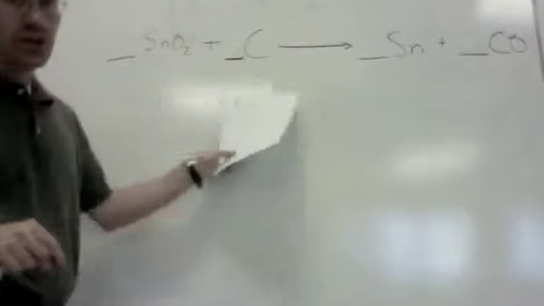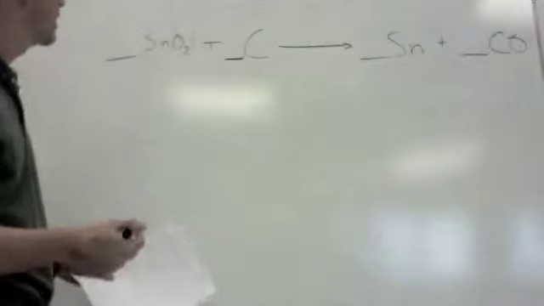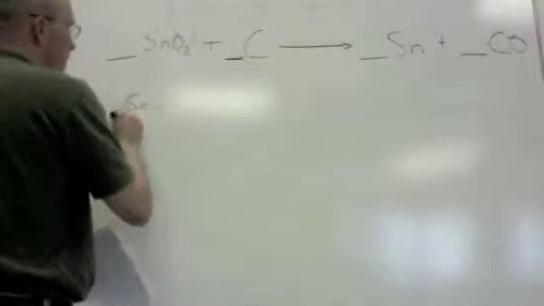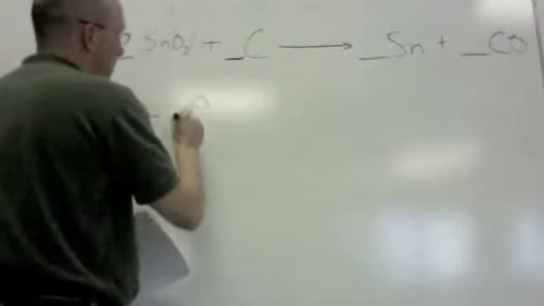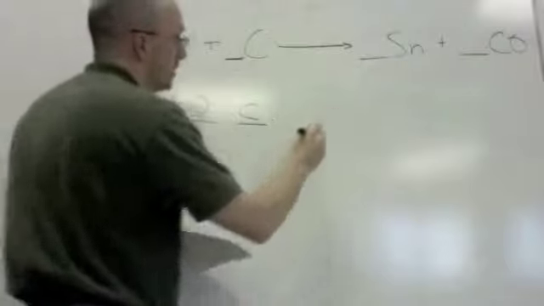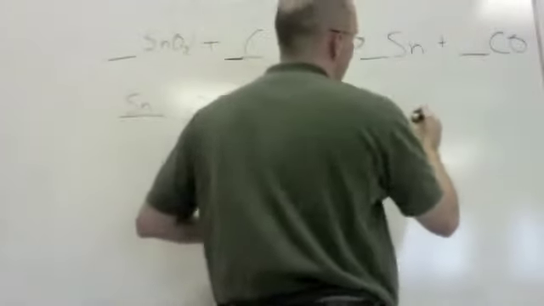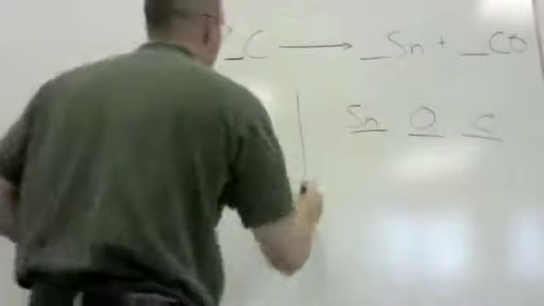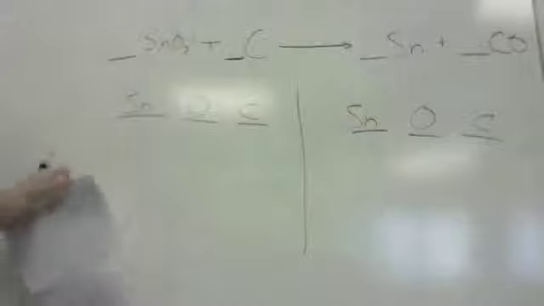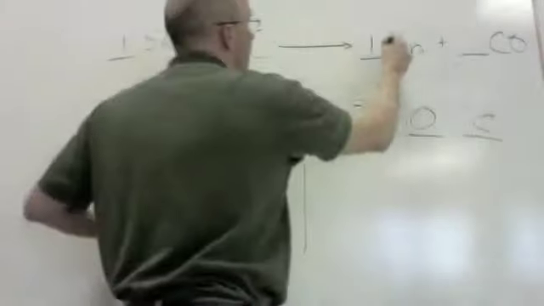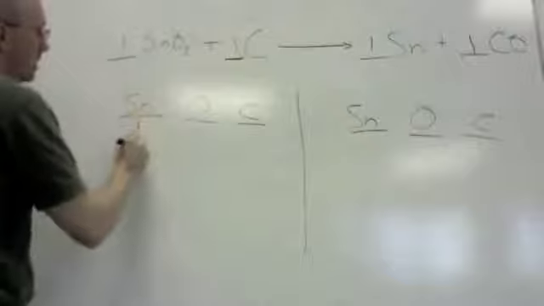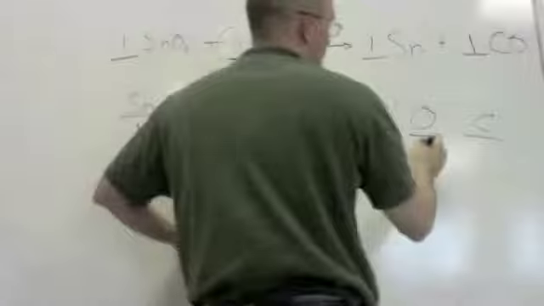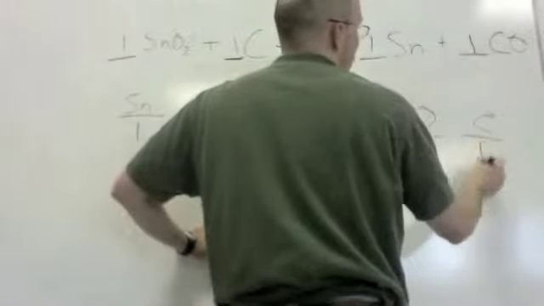But first of all, if you had an equation like this, could we balance it? I think that you could probably do this. Let me go ahead and do it real quick. You're going to have Sn, which is tin, oxygen and carbon on one side, and Sn, oxygen and carbon on the other. So remember, when you balance, you start with ones up here. You have 1 Sn, 2 oxygens, 1 carbon; and 1 Sn, 1 oxygen, 1 carbon.